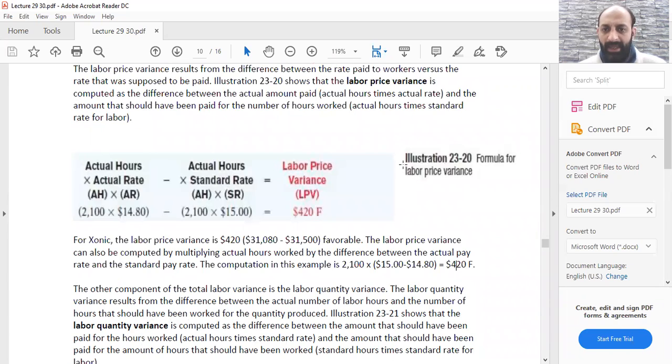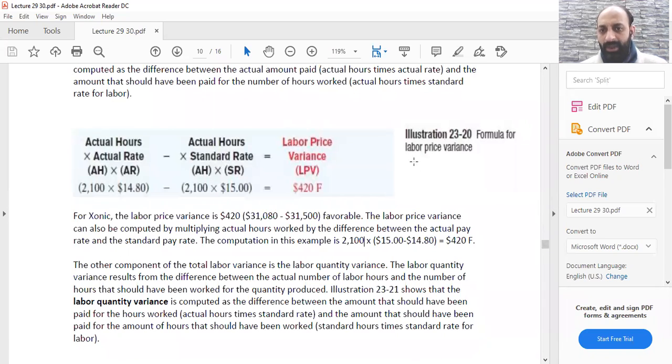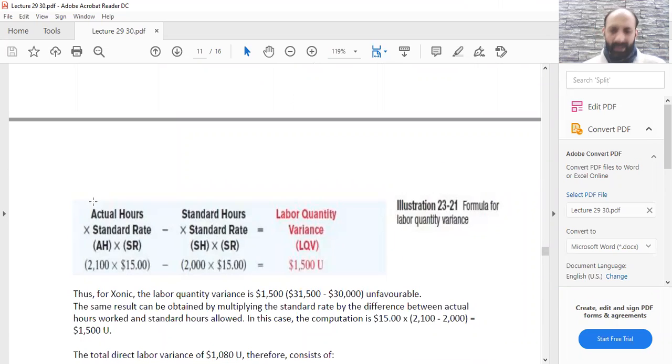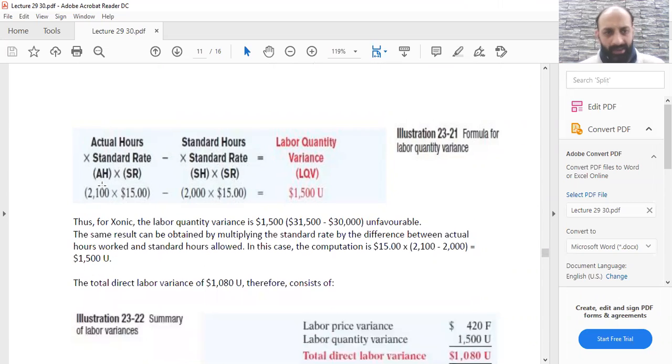Now यहाँ पे आप देखेंगे we have calculated labor price variance. We know every variance has two parts. One is the price part and then you have the quantity part. So for labor, we have looked at the labor price variance. Now we look at the labor quantity variance. What is labor quantity variance? कि लेबर ने कितने घंटे इस्तेमाल किए और कितने घंटे लेबर को लगाने चाहिए थे as per the standard. So the formula is actual hours into standard rate minus standard hours into standard rate.